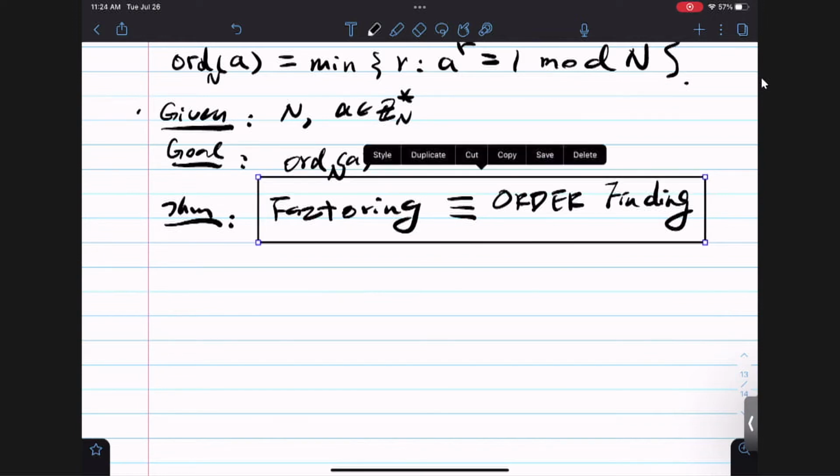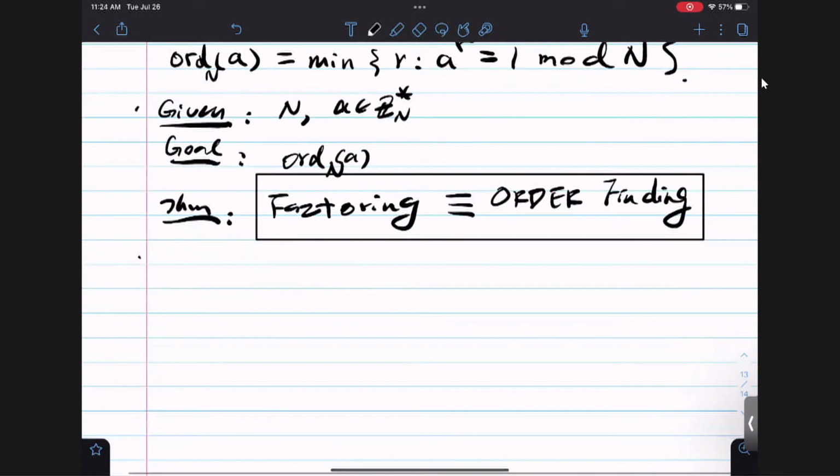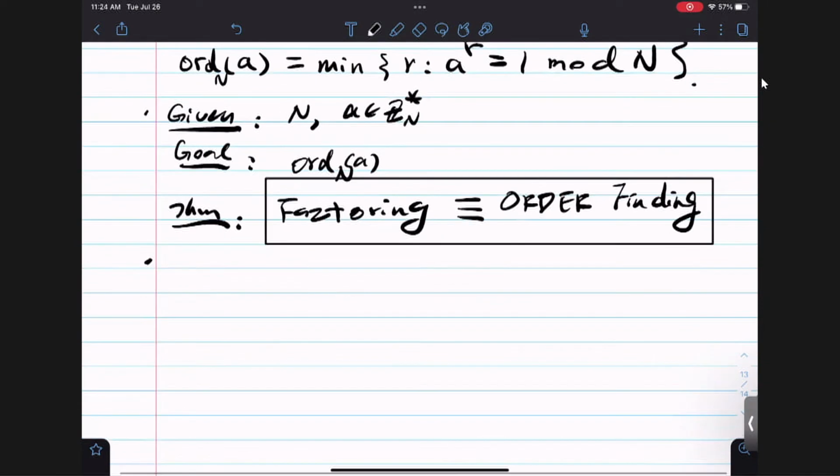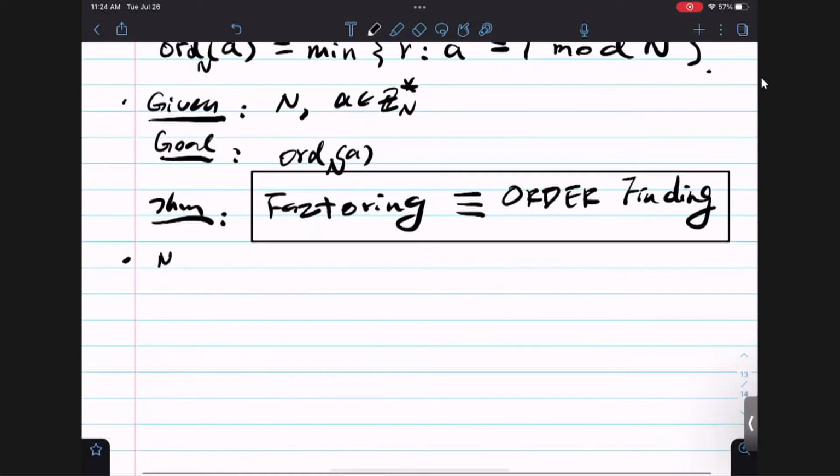So we won't be going through this proof. Now, given this, we will be focusing on solving order finding. And let me introduce another operation which will be critical, and that is modular exponentiation.